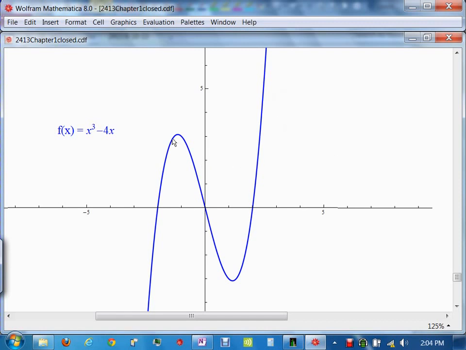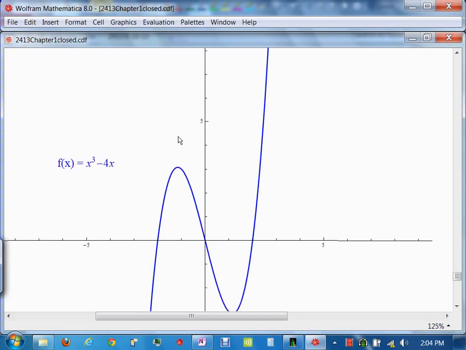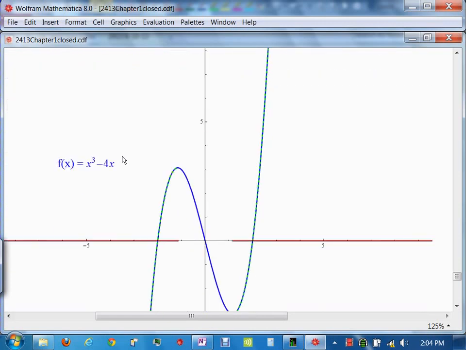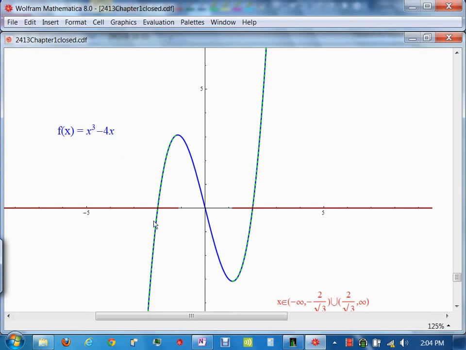Good question. It's not incorrect to put a bracket, but I always tell my students, put a parenthesis. So I'm going to show the increasing now. I click on increasing, and it brings it up. The dotted part is where the function's increasing. So everything over here, then everything over here, and then the red, what does the red represent here on my x-axis? That's my answer, right?